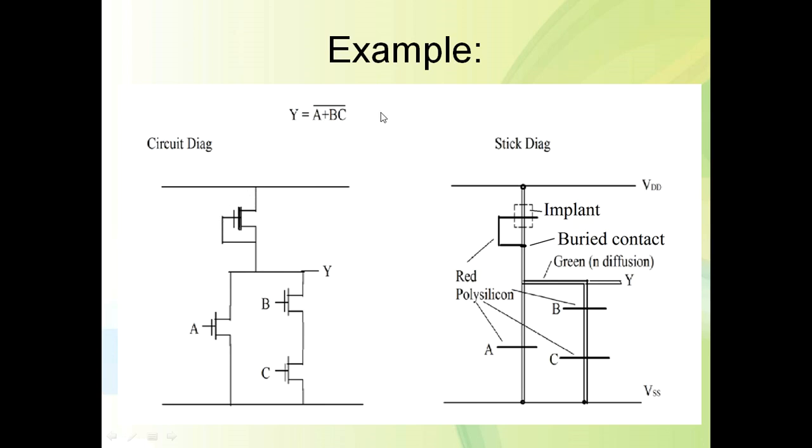Now how to draw the stick diagram for this? To draw the stick diagram, first step is we have to draw two horizontal rails, this is for VDD line and this is for VSS line, and we have to draw diffusion layer for all the transistors. Now this is a depletion mode transistor, it is acting as a load. Depletion mode transistors will be acting as a load, and this will be shown here.